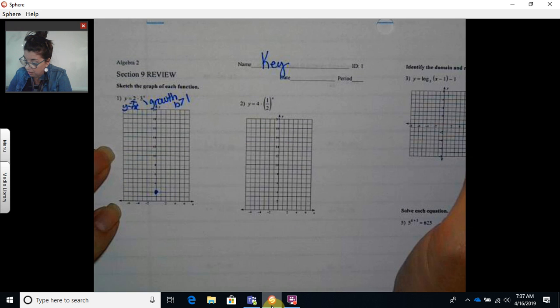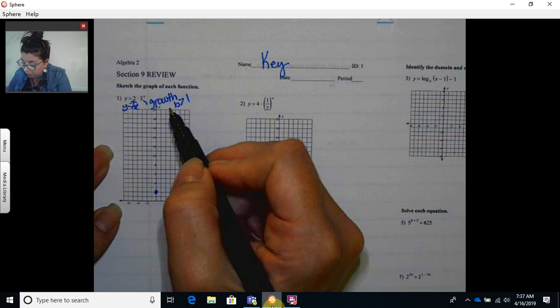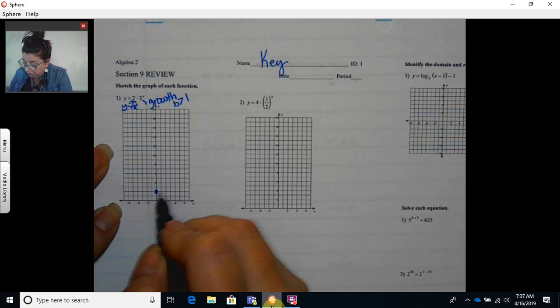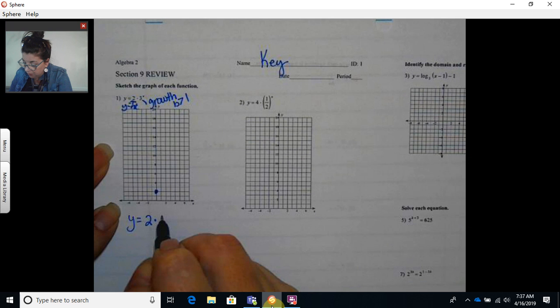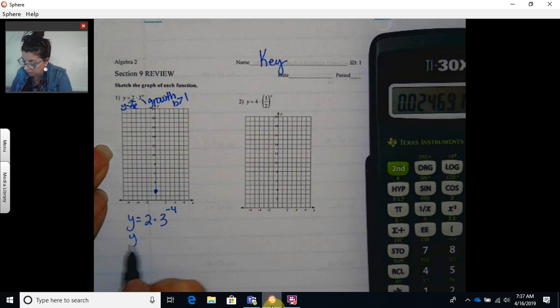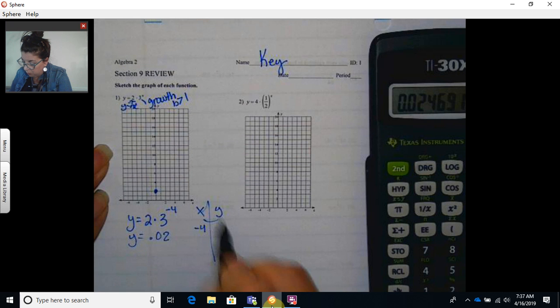So just pick a couple of values to put on your graph and figure out what your graph's going to look like. Let's see, I'll go with -4. So y equals 2 times 3 raised to the -4. Even if you just put that in your calculator and get a decimal, I'm fine with that. 3 raised to the negative 4 is 0.01. Multiply that by 2, and I get 0.02. So when x is -4, y is 0.02.